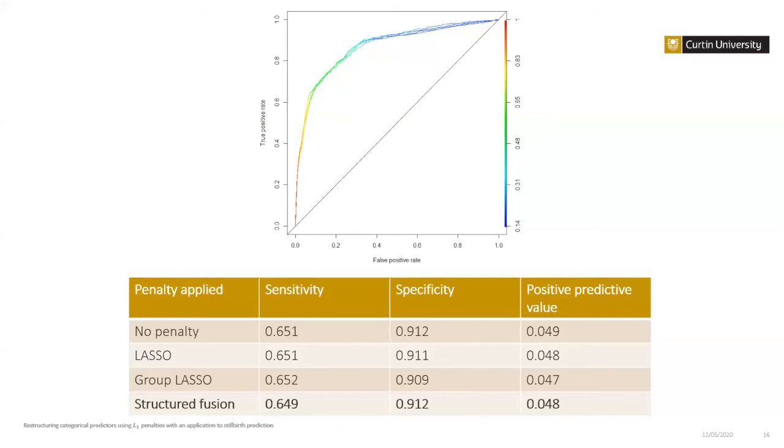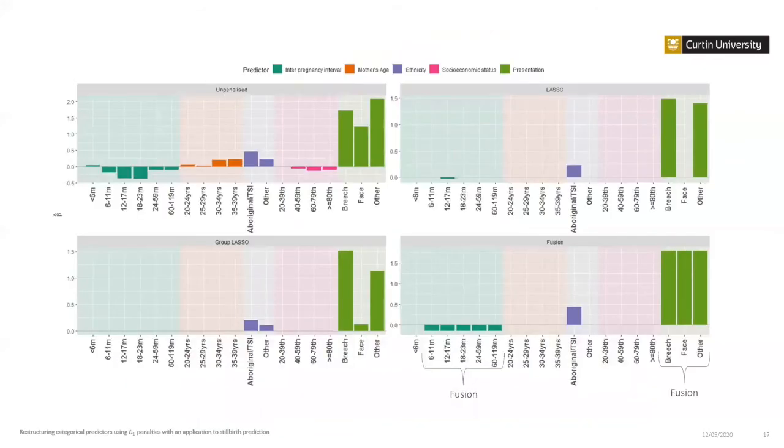Cool. So I'll now move on to why we're here, which is the structured fusion penalty. In this graph here, I plotted the parameter estimates for our 4 models for all of our predictors that had 3 or more levels. So those were interpregnancy interval, mother's age, ethnicity, socioeconomic status, and presentation.